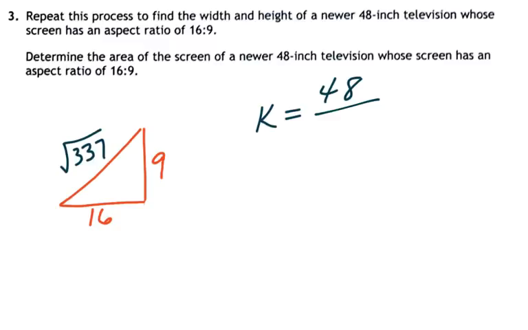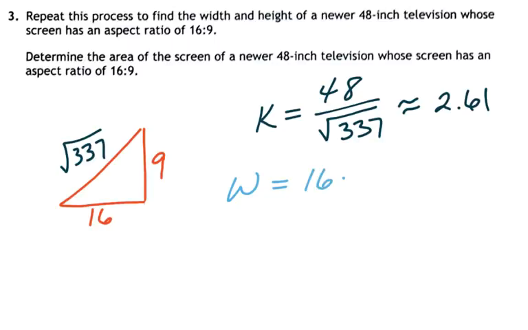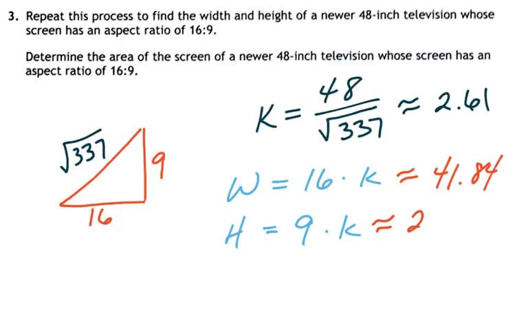Remember earlier I told you that K is going to be equal to 48 divided by X, so that's 48 divided by the square root of 337, which is approximately 2.61. Our width is going to be 16 times K, and our height is going to be 9 times K. So our width is approximately 41.84, and our height is approximately 23.53.